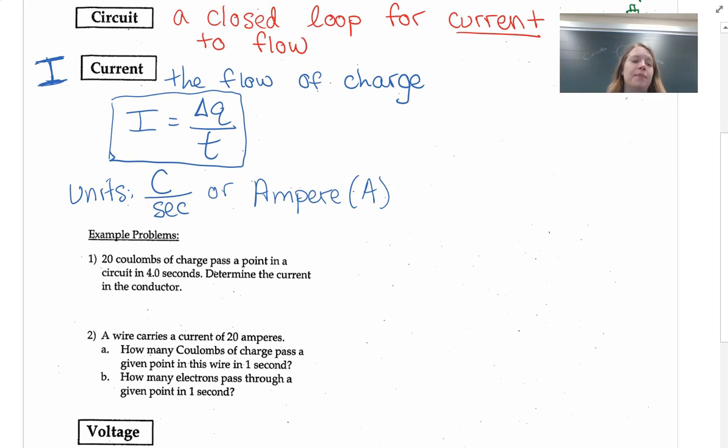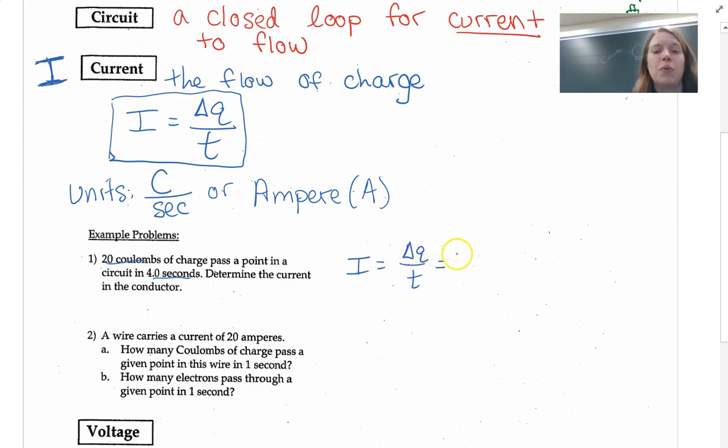So just in its most simplest form, it's the amount of charge that passes a point in a given period of time. So if we look at the first example problem here, it says 20 coulombs of charge pass a given point in 4 seconds. What is the current? So the current is the amount of charge that flows through that point, 20 coulombs, divided by the time it took to do that, 4 seconds. So that's 5 coulombs per second, or 5 amps.